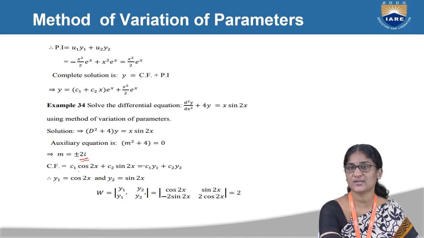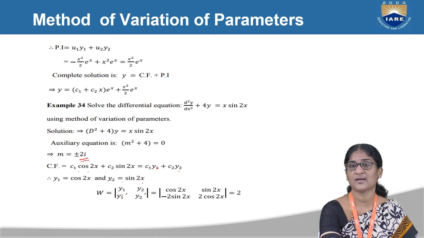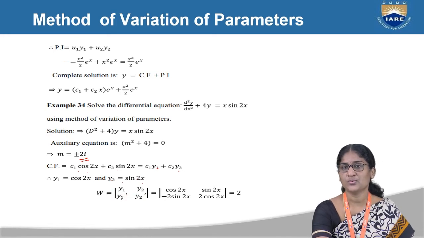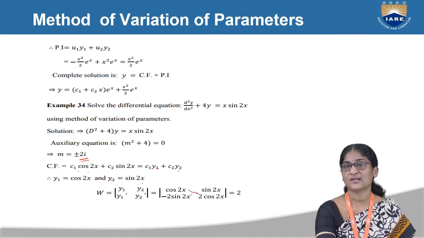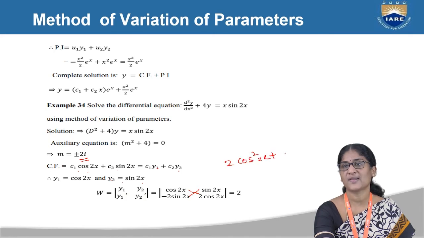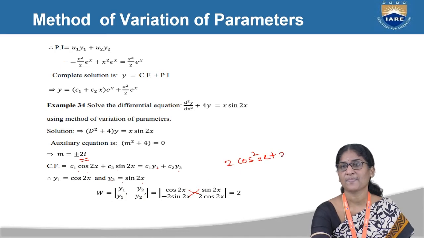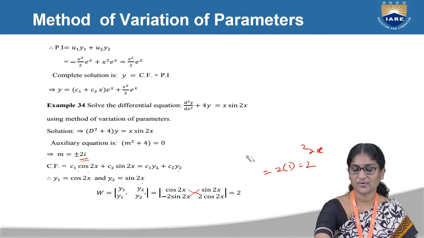So the complementary function is c1 cos 2x plus c2 sin 2x, where cos 2x is y1 and sin 2x is y2. The Wronskian value is given by the matrix determinant of y1, y2, y1 dash and y2 dash. Now find the derivative of cos 2x and sin 2x: cos 2x gives minus 2 sin 2x, and sin 2x gives 2 cos 2x. So that's what I wrote here. Multiplying these, you get 2 cos square 2x plus 2 sine square 2x, which is nothing but 2 into 1, which is 2. That is how we get the Wronskian function.